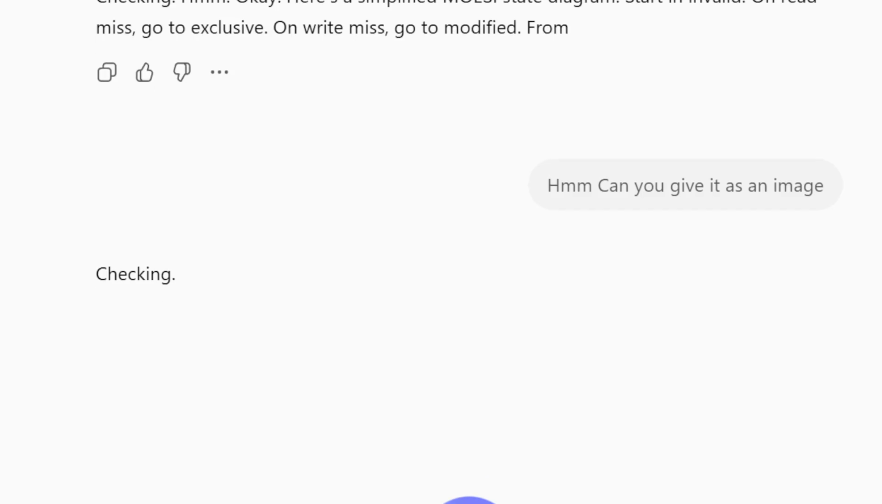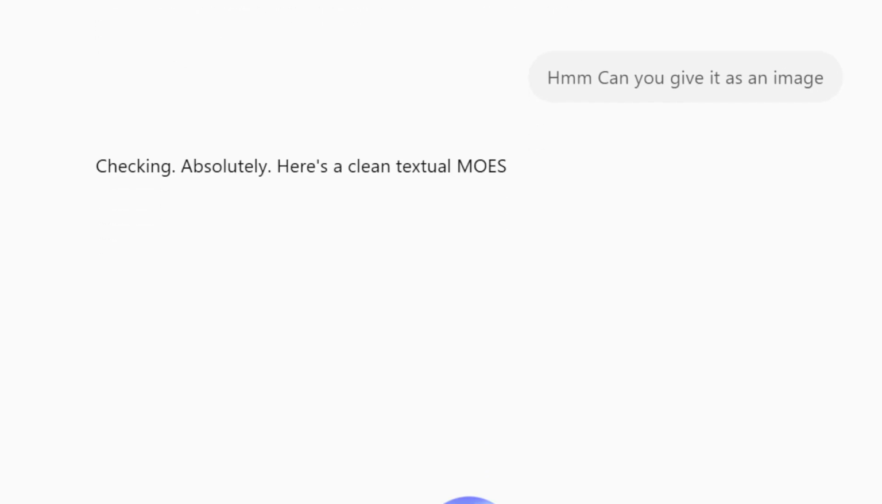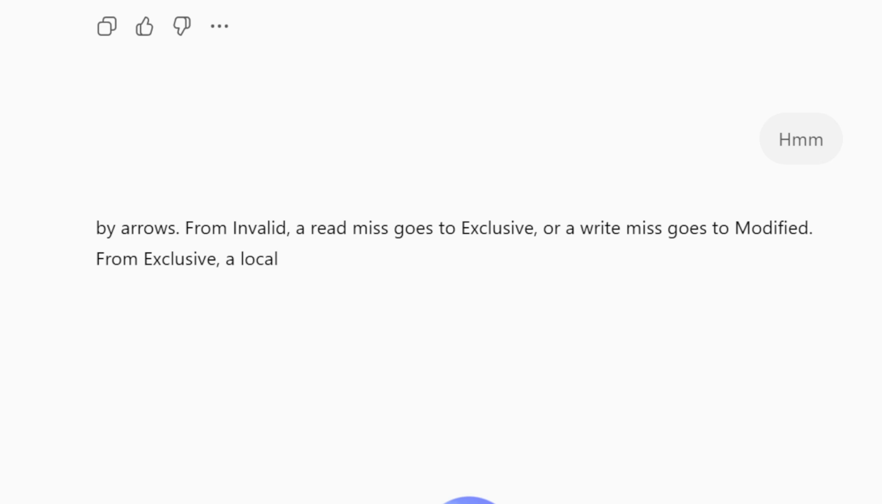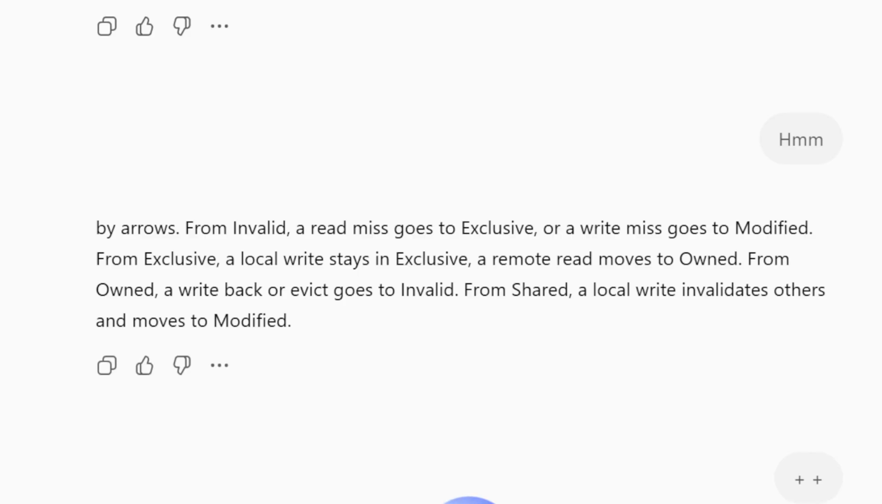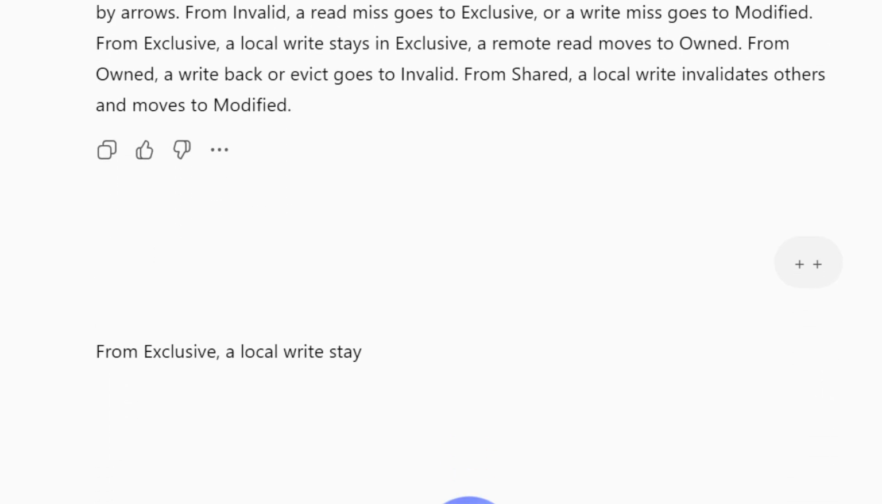Absolutely. Here's a clean textual MOESI state diagram for teaching or interviews. Just imagine boxes connected by arrows. From invalid, a read miss goes to exclusive, or a write miss goes to modified. From exclusive, a local write stays in exclusive, a remote read moves to owned. From owned, a write back or evict goes to invalid. From shared, a local write invalidates others and moves to modified. Remote read keeps it in owned.